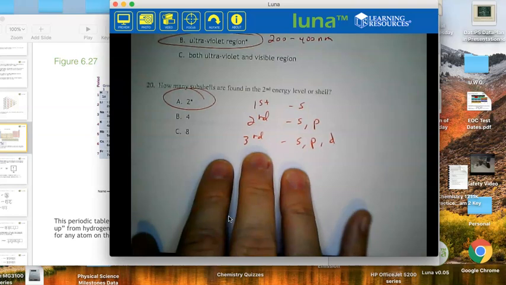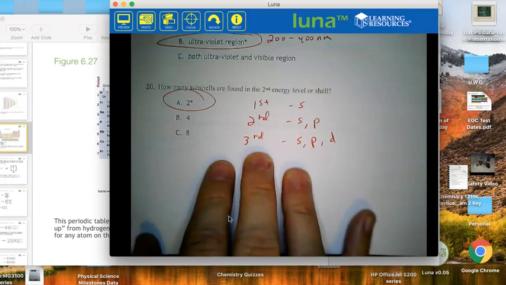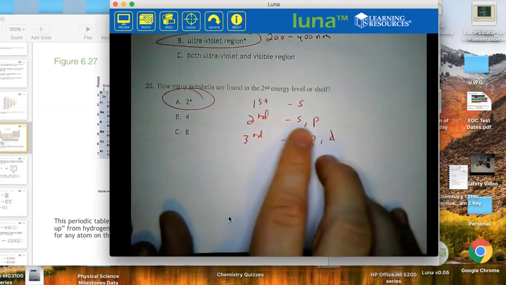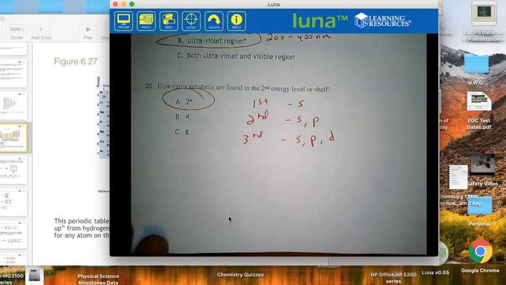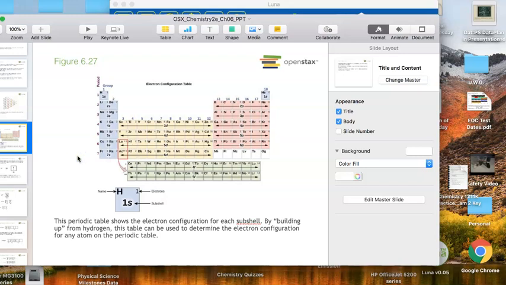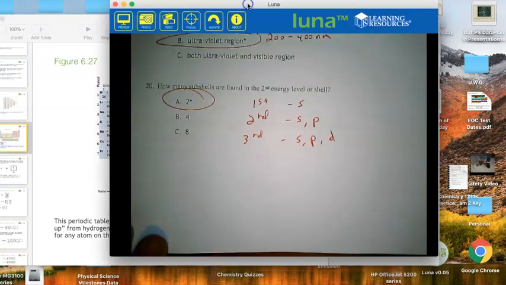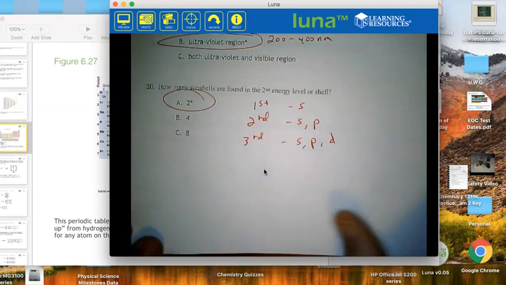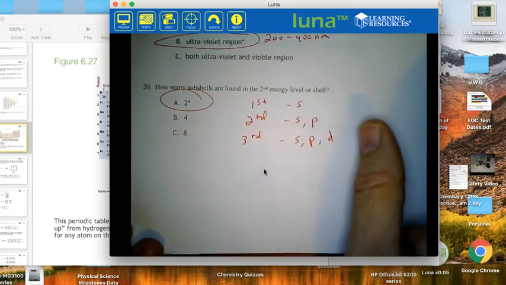Number 20, how many subshells are found in the second energy level, or shell? That would be S and P, so there are two subshells. If we go back to the periodic table, for the first energy level, there's one, just the S subshell. For the second energy level, there's two, the S and the P subshell. For the third energy level, there's three, the S, the P, and then the D. And then the fourth, there's three as well, and so on. So 2 is your answer there for that question.